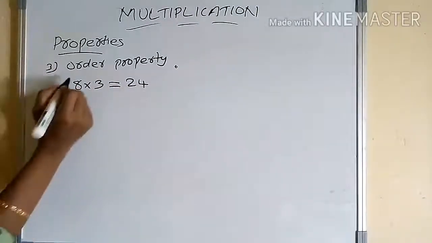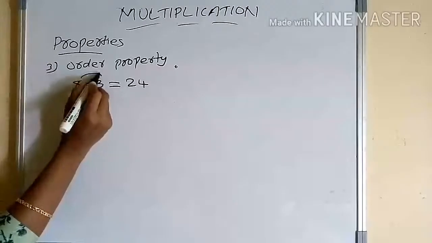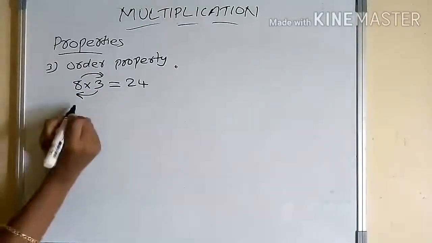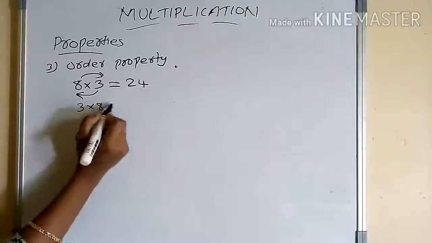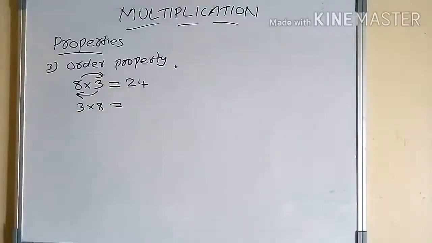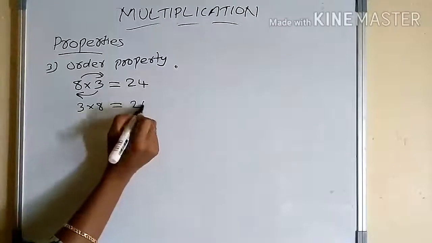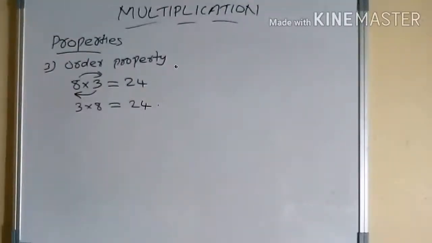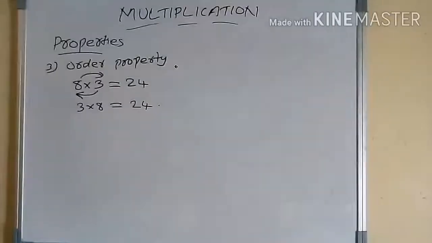We can change the order of this number. That is, the 8 we can write as second number and this one we can write as first number. That is 3 into 8. What is the answer? 3 into 8? That is 24 itself. That is the third property. Order property says that when you multiply any two numbers in any order, the result is same. That is, you can change the order of any numbers. Okay.